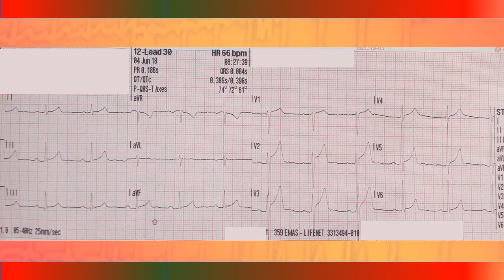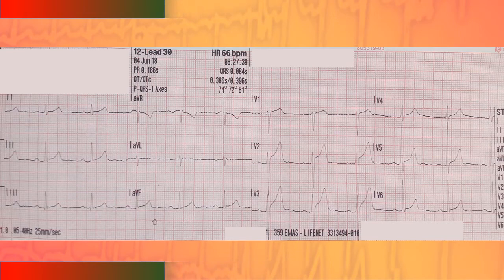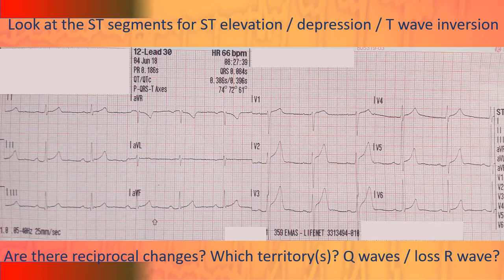"30 seconds to look for evidence of ischemia." You may have noticed some elevation in the anterior leads. What do you think of that elevation, and what do you look for next? Things like reciprocal changes, territories, Q waves, and loss of R wave.